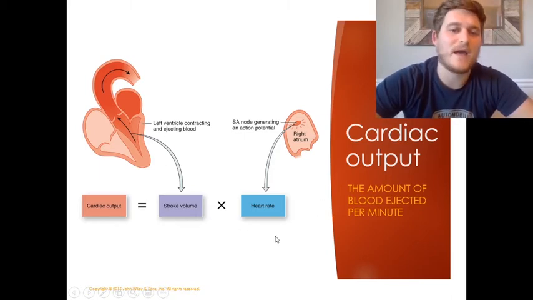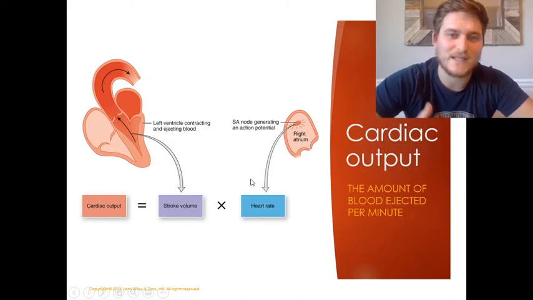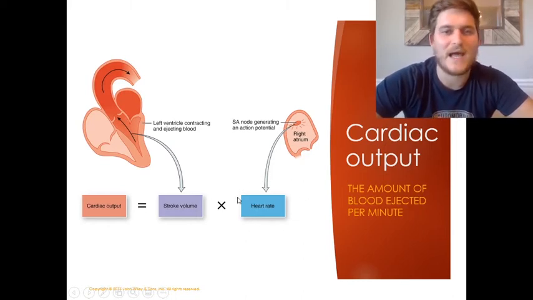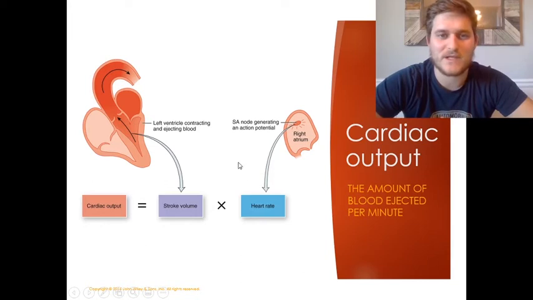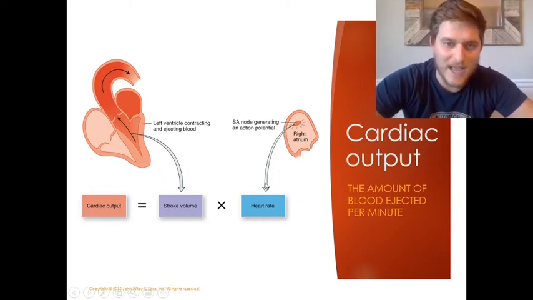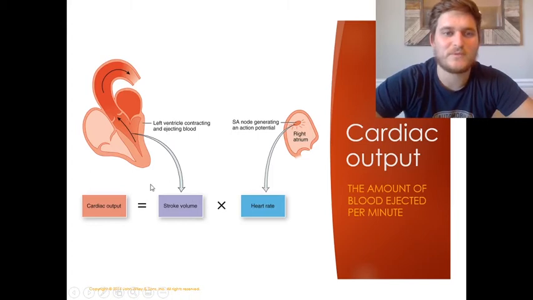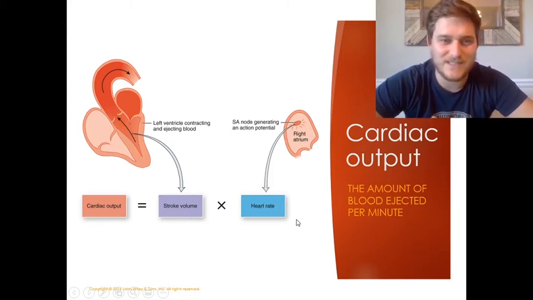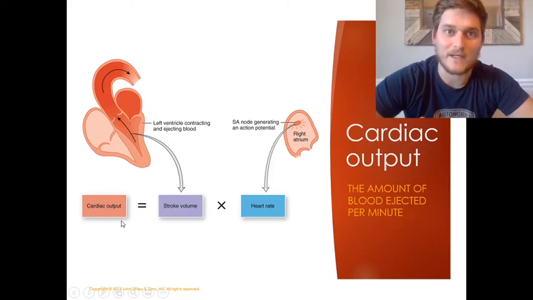And then you want to know how many times a minute that beat or that contraction is taking place, and that's dictated by heart rate, which is going to come from the number of times these SA node pacemaker cells are contracting or making action potentials. And so when you multiply stroke volume, how much blood is ejected, times how many times it is ejecting, that's when you get cardiac output.